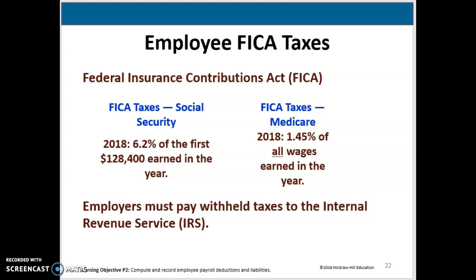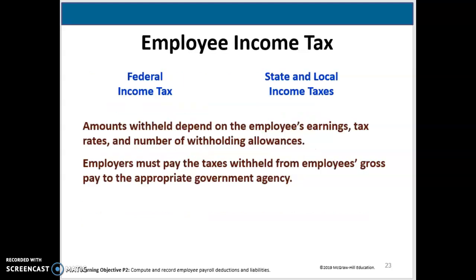The other deductions are employee income taxes. So most employers are required to withhold federal income tax from each employee's paycheck too. The amount withheld is computed using tables that are published by the IRS or the State Department of Taxes. The amount depends on the employee's annual earnings rate and the number of withholding allowances that they claim. So allowances are going to reduce the amount of taxes that one is going to have to pay. The more allowances one claims, the less tax they're going to have.